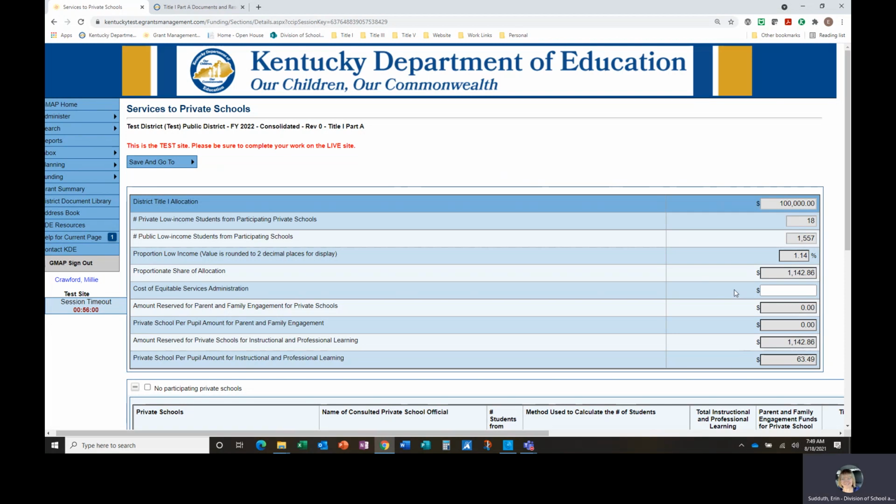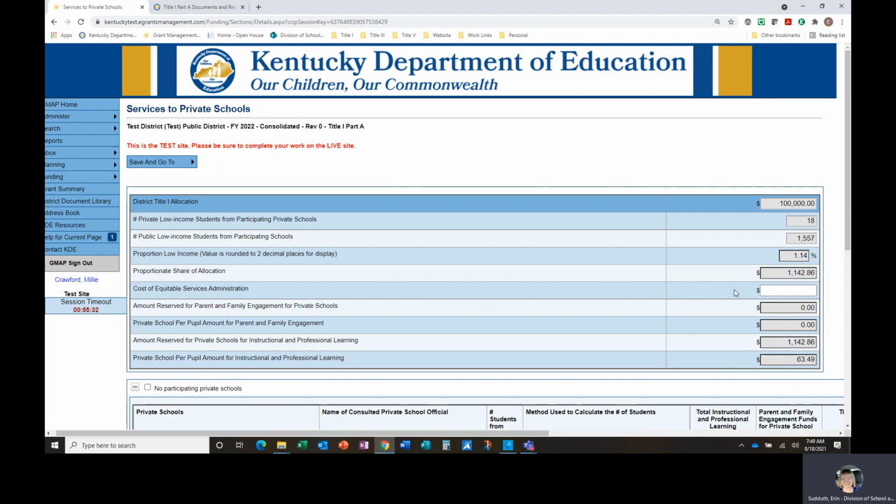Let's say you have an individual paid 100% with Title I funds who oversees all or a portion of equitable services. Let's say it's the Title I coordinator who's being paid 100% from Title I funds, and they spend 10% of their time on equitable services oversight. That means that 10% of that Title I funded salary should be coming from the private school allocation.